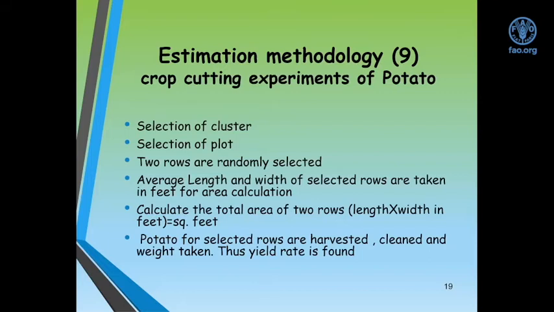And then potato crop cutting is another system. That means firstly we select the cluster, then select the plot, then choose two rows randomly. Then we measure the length and width of the two rows, then we calculate the area of the two rows. Then we harvest all the potatoes, clean and wash them and weigh them, and then we measure the yield rate.